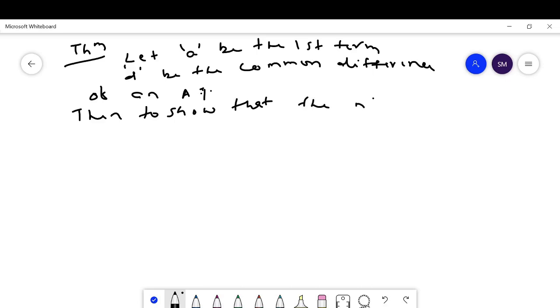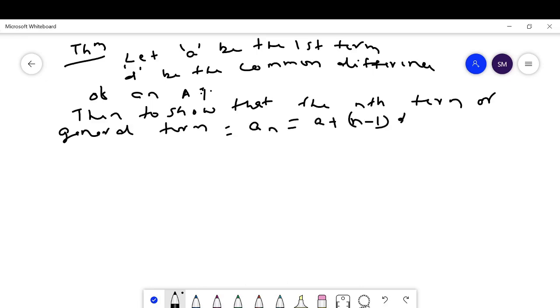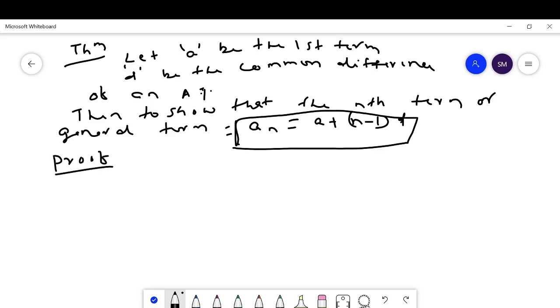a n is equal to a plus n minus 1 into d. Here the nth term or the general form is this. We have to show this proof. Here the first term is a.